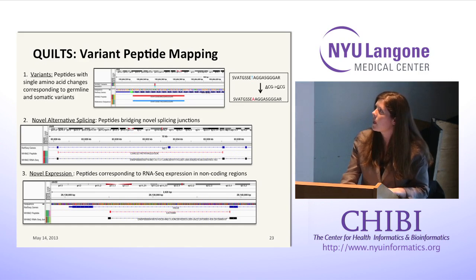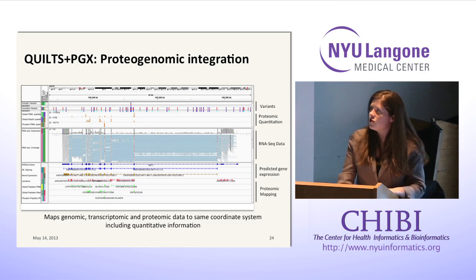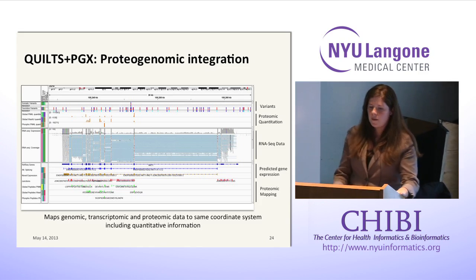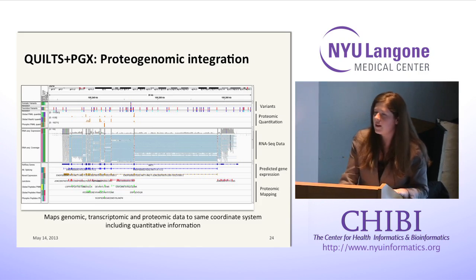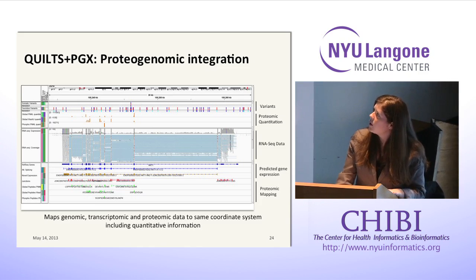So in addition to just looking at where the peptides fall within the genomic coordinates, we can also add in quantitative information. Here we've added protein quantitation levels, including phosphopeptide and just global peptide levels, and also the RNA-seq expression data.